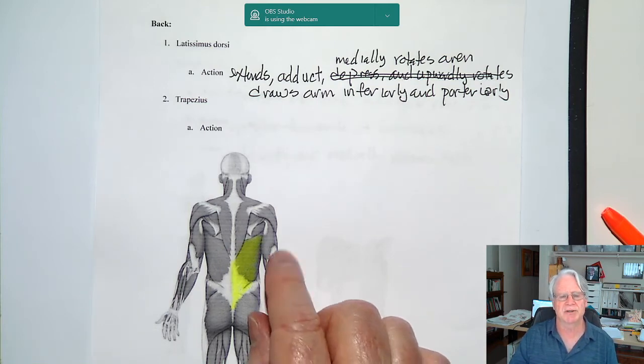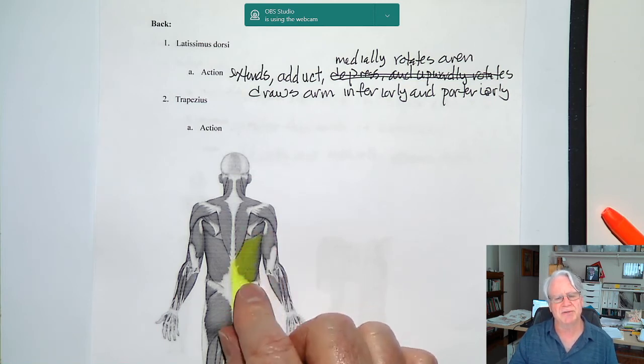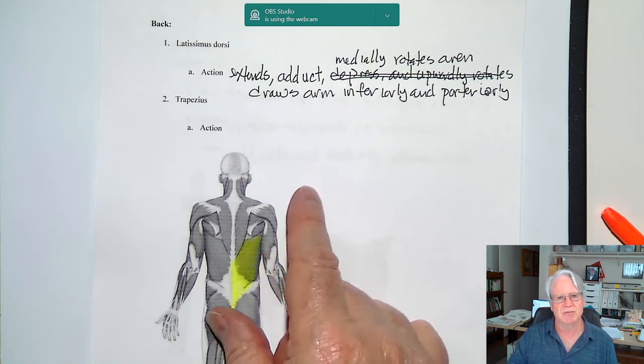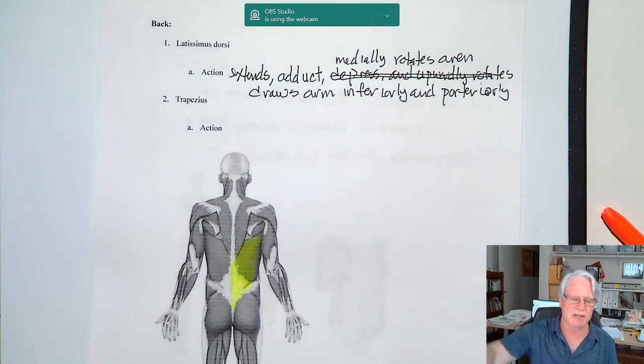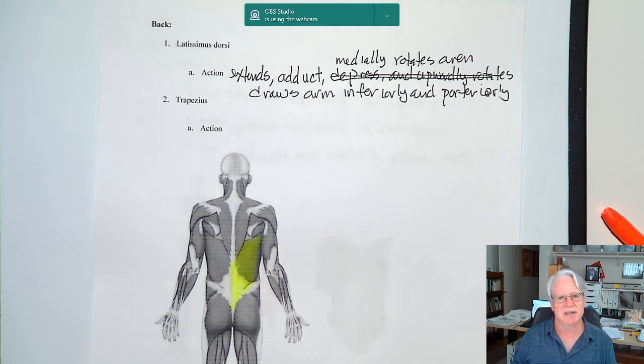draws the arm inferiorly and posteriorly. So this muscle, if you're a swimmer, particularly if you do a lot of butterfly, is very, very developed because you're using that muscle quite a bit, putting the arm forward and then dragging it back through the water. That muscle is being used quite a bit in that action.